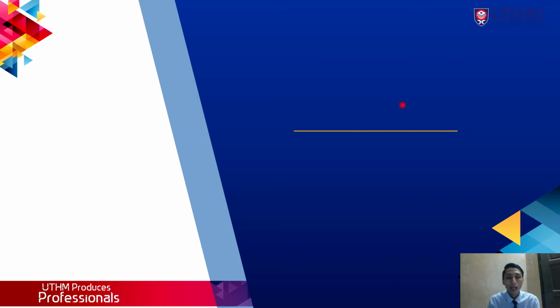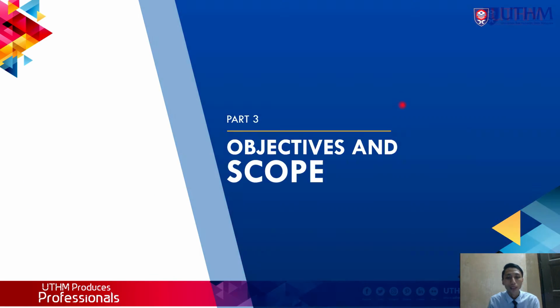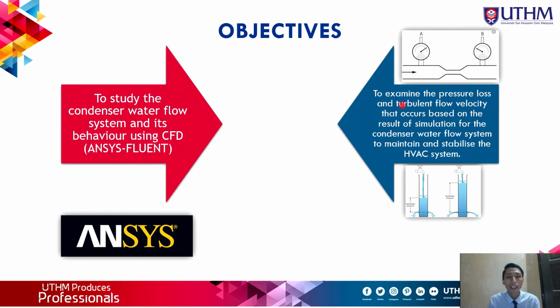Next, our objective and scope. There are two main objectives here. The first one is to study the condenser water flow system and its behavior by using CFD. The second objective is to examine the pressure loss and turbulent flow velocity that occur based on the simulation results for the condenser water flow system, to maintain and stabilize the HVAC system.